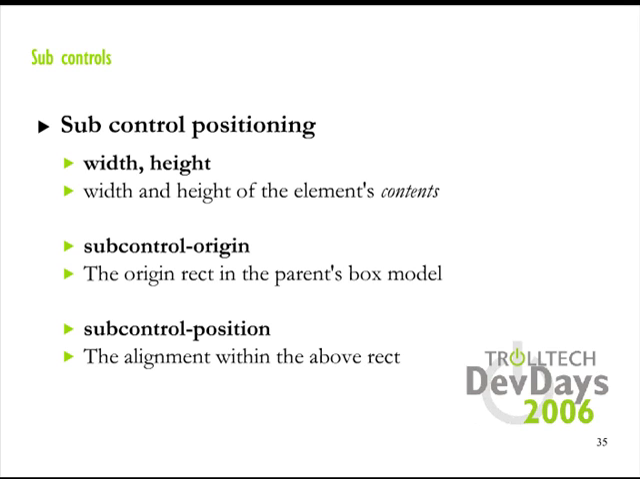Subcontrol positioning. As we know, UI designers are quite picky about where all these elements should be placed. Where should this down arrow be placed anyway? Should it be all the way to the top? Should it be at the center? Should it be at the bottom? Should it be at the left side, right side? And the way you control that is using subcontrol positioning. Subcontrols have a width and height.